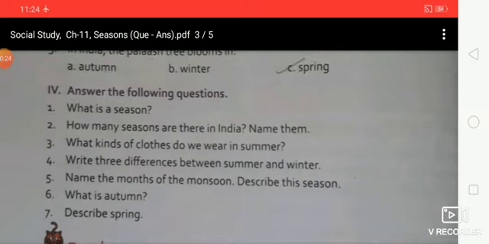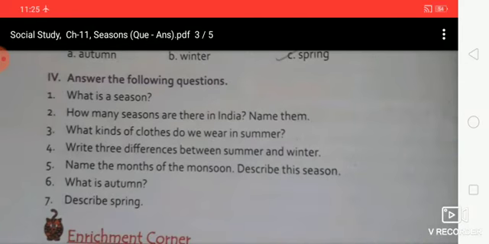Once again, summarize. Question number 4. Answer the following questions. First one, what is a season? Write your answer. Second question, how many seasons are there in India? Name them. Now third question, what kinds of clothes do we wear in summer? Do you know, students, what kinds of clothes you wear in summer? Now fourth one, write 3 differences between summer and winter. Now fifth one, name the months of the monsoon and describe this season. Now sixth one, what is autumn? Now seventh one, describe spring.